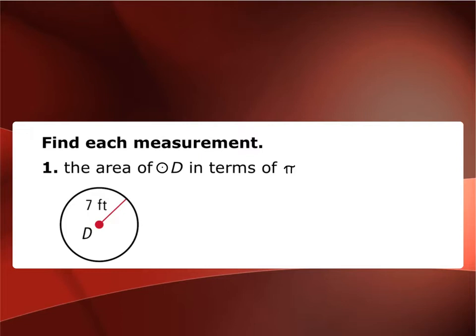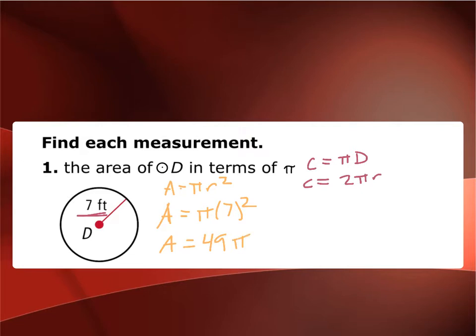Next, we have to find the area of circle D in terms of pi. Here it gives us the radius. Our formula for area is pi r squared, and our formula for the circumference, even though it doesn't ask for circumference, I'm still going to find it anyways, is 2 pi r. Remember, we have two formulas for circumference. It's either pi times d or 2 pi r. I'm using 2 pi r for this one since it gives us the radius here and not the diameter. So first, let's find the area. We have pi times 7 squared, which 7 squared is 49. So 49 pi, it gives us feet here, so feet squared.